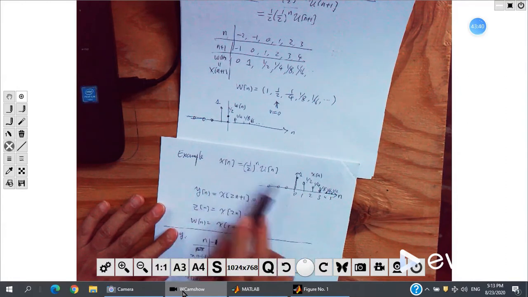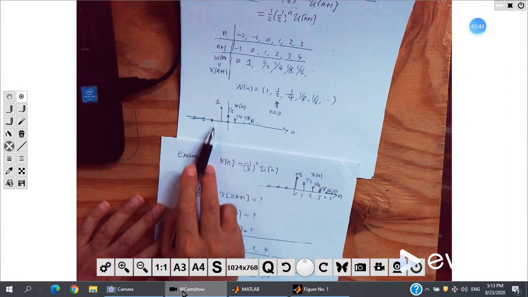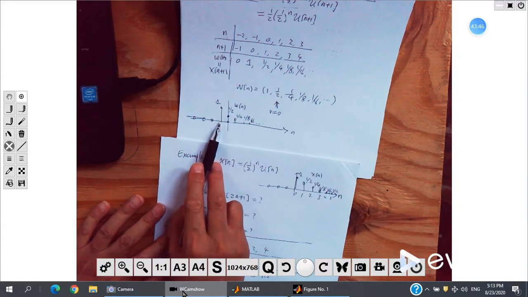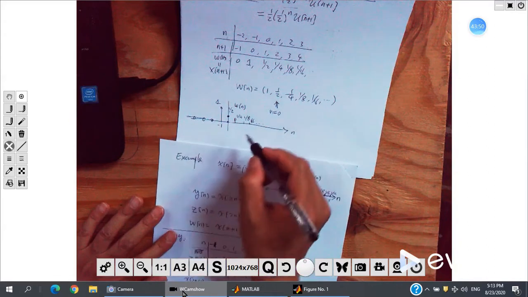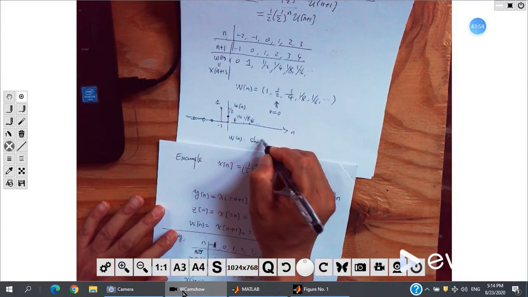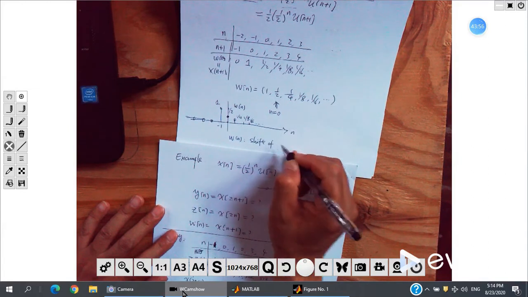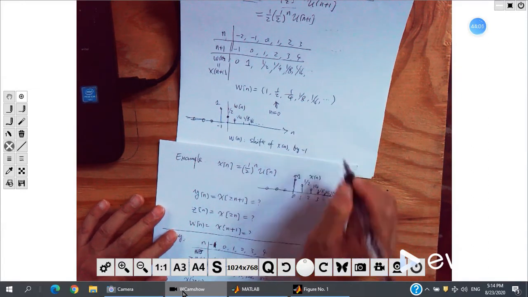But x starts from 0, and W starts from n equal to -1. Right? Start from -1. So actually W of n is a shift of x of n by -1.